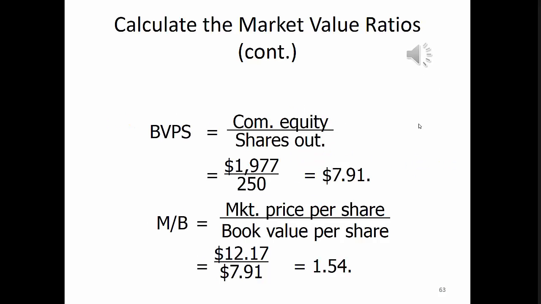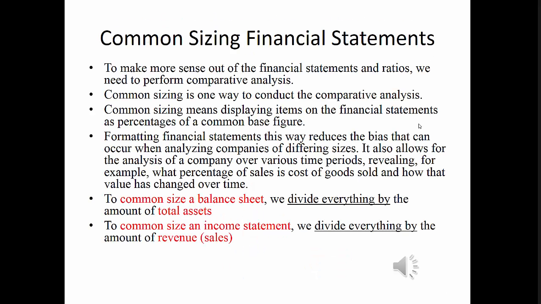To calculate the book value per share, we use the amount of book value of common equity divided by number of shares outstanding. So for this company, it turns out to be about 7.91. And for the market over book value ratio, the market value is the stock price per share, while the book value per share is what we just calculated as 7.91, so the MB ratio is 1.54. So far, we went over all 5 different groups of financial ratios for the ratio analysis.